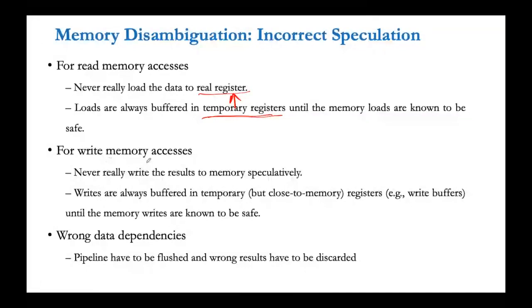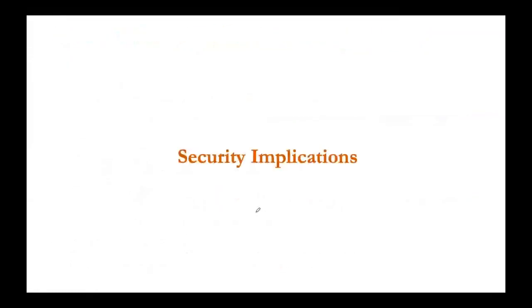The same thing happens in the write memory access also. It will always write into the buffered temporary memory, the interstage buffers which we use. If the prediction is correct, then it will write into the memory. If not, then it will simply flush it out. So the wrong data dependencies, like we have seen in the pipeline, have to be flushed, and the wrong results have to be discarded from the memory. So this is the concept of memory disambiguation.